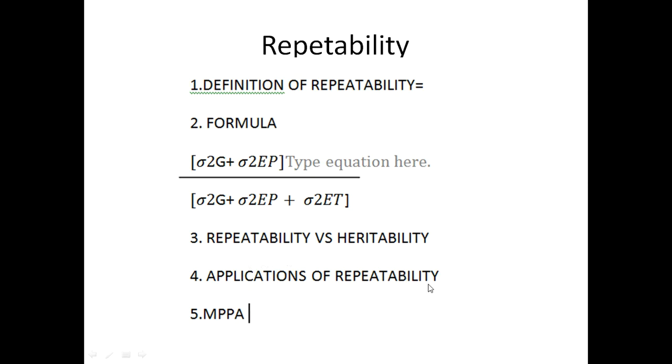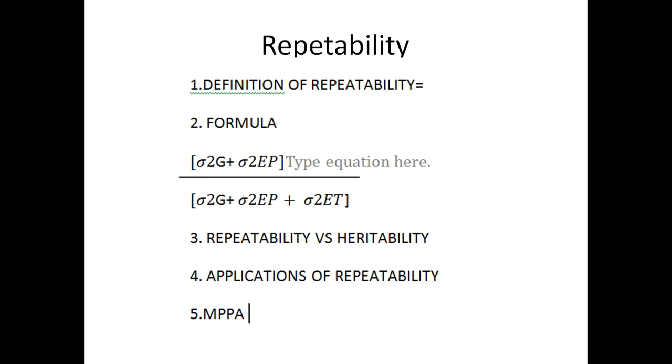Because we cannot trust that, if repeatability is high, we can trust it on the basis of small number of records as well. Now repeatability versus heritability, I have already discussed, formula has been shown here. There is one term called mean producing ability. This repeatability has a special relevance in finding out the mean producing ability.